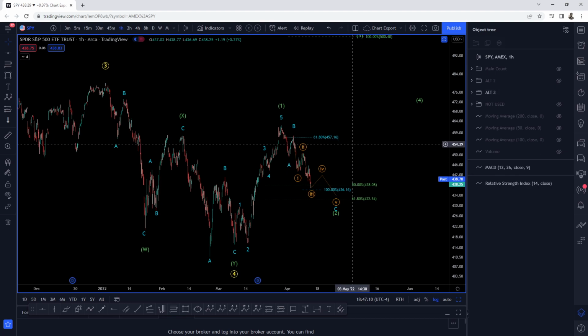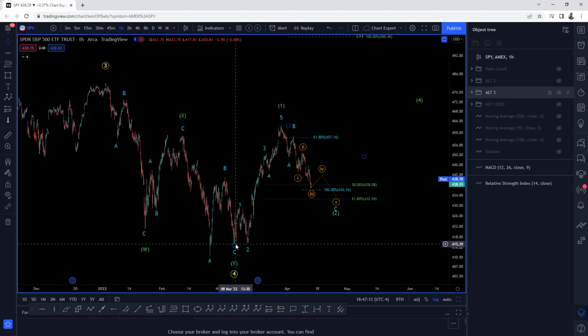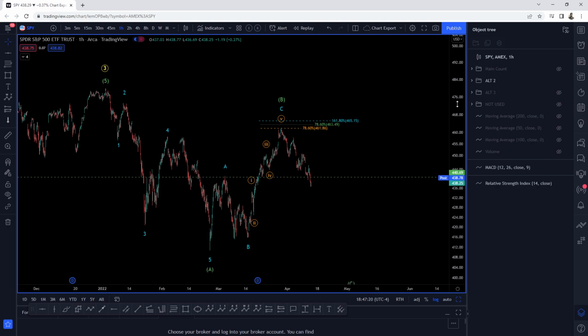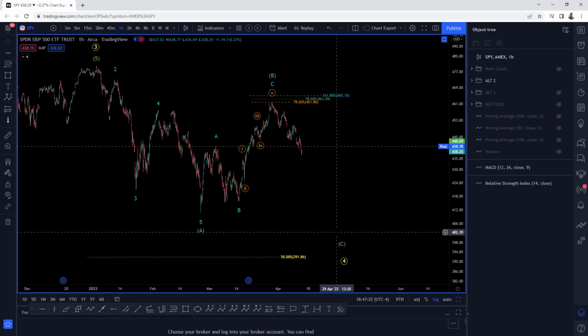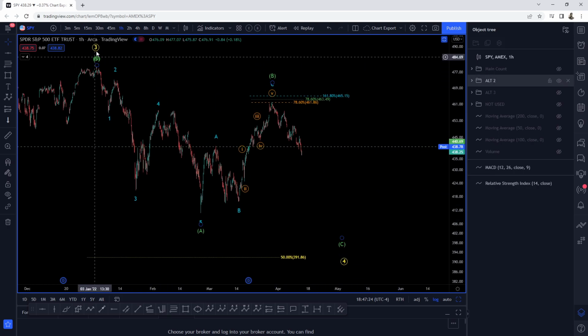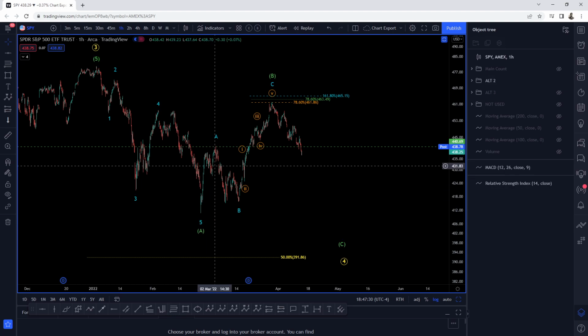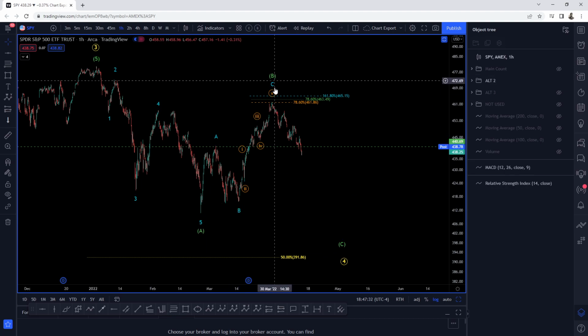Otherwise, if we keep on heading lower and we break invalidation, which is still far away at 415.39, then it is likely that our alternate count is still at play, which is a correction, and we're heading lower into the wave C of wave 4. So the wave 3 completed here in January. We got the wave 1, 2, 3, 4, and then the final fifth to the A wave. We have our A, B, and C to the upside.